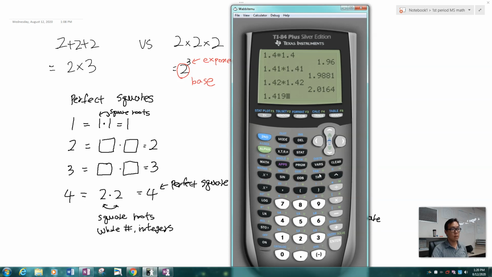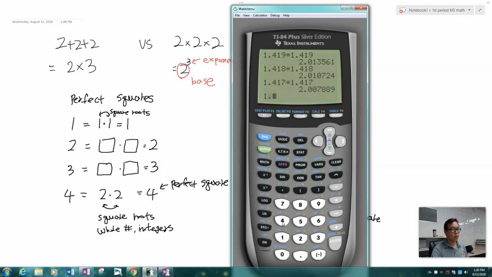1.419 times 1.419, would that be 2? No, it's bigger than 2. So 1.418 times 1.418, would that be a 2? It's bigger than 2, so I guess 1.417 times 1.417. Oh man, that's still bigger than 2.